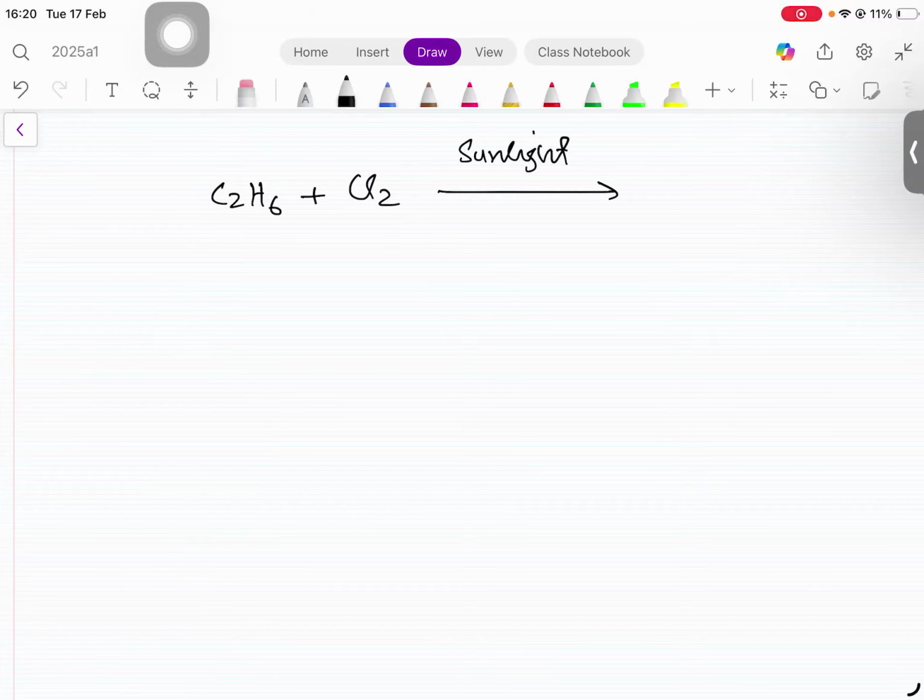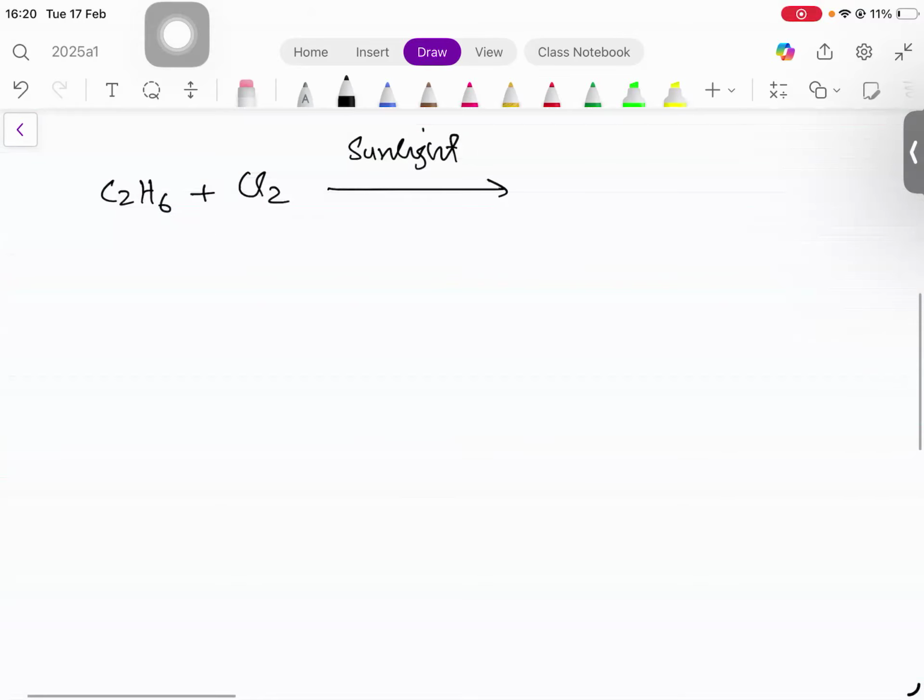Can you tell me, when excess chlorine and excess ethane mix together, what are the carbon-containing products? Please tell me the number of products formed till the end of the reaction. I'm not asking for the mechanism; I'm asking what the products are and how many. 1, 2, 3, 4, 5, 6, but only the carbon-containing products.